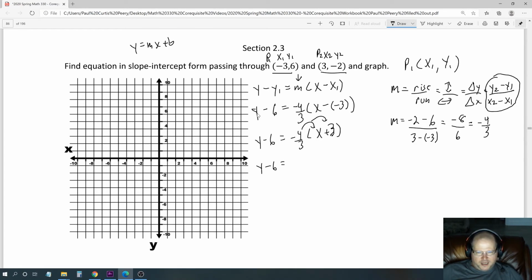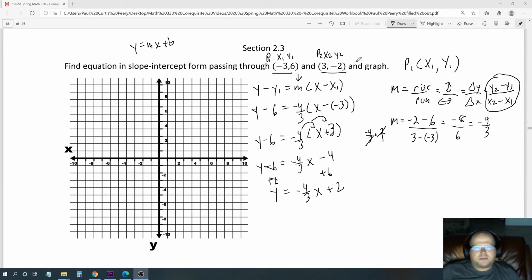So we're going to say y minus 6. Negative 4 thirds times x is negative 4 thirds x. And negative 4 thirds times 3 is negative. Now, the 3's are going to cancel out. Let's do a little side work. So this is saying negative 4 thirds times 3 over 1. 3 cancels out, 3 cancels out, leaving negative 4. All right, so we end up with negative 4. So plus 6, cancel, cancel. y is equal to negative 4 thirds x plus 2, right? Negative 4 plus 6 is 2.